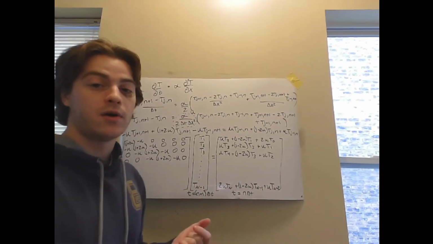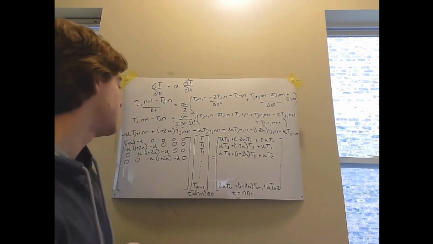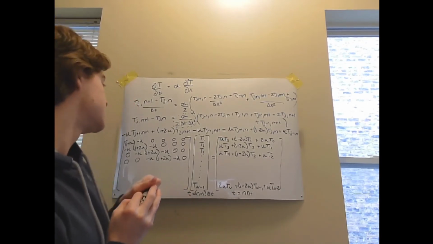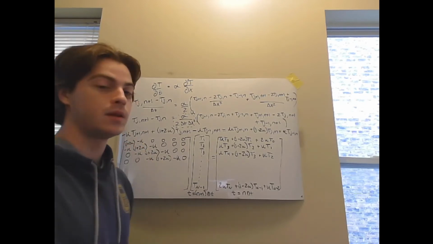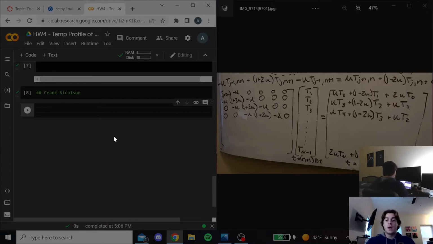And so now that we have all of this written out, we'll be able to move to Python and use a method called solve banded to solve this banded matrix, since we have these diagonals on the left side of our matrix equation. All right, so now that we have the equation that we need to solve this problem using the Crank-Nicholson method, I'm going to go ahead and code it in Python.